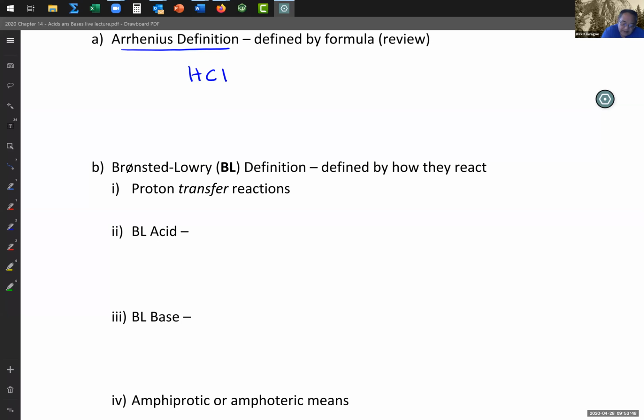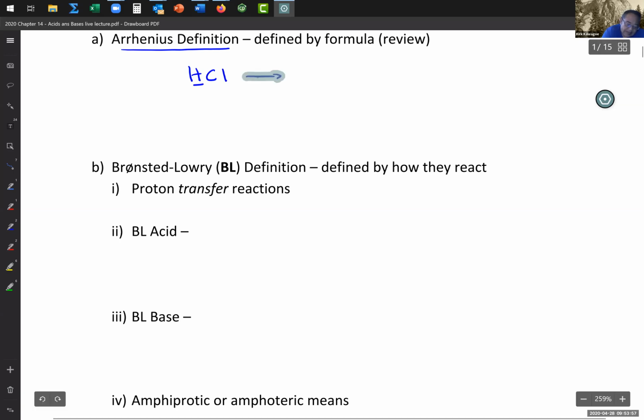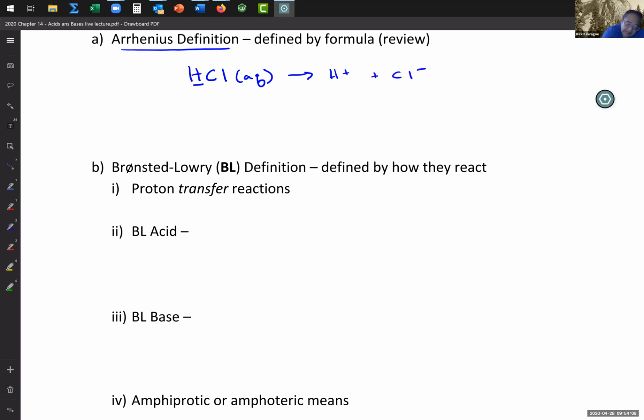Right. It's because it has hydrogen in the front, so hopefully you guys remember that. And then the Arrhenius definition says that when acids are aqueous, that is, when they're dissolved in water, they make H+ and Cl-. Acids produce hydrogen ion when they're placed in water. So these are really defined by the formula of the compound, and that's how we know acids. We say that they make H+.